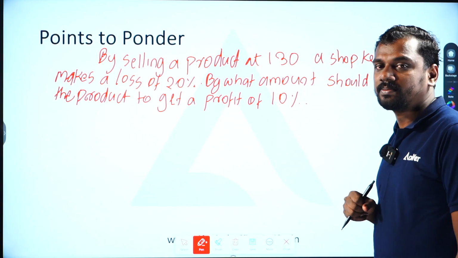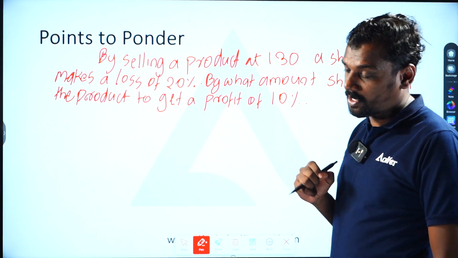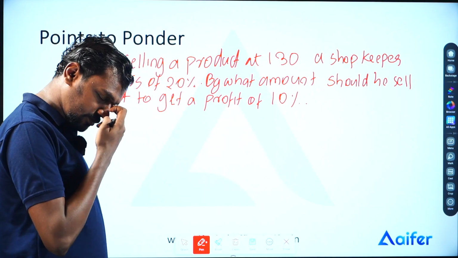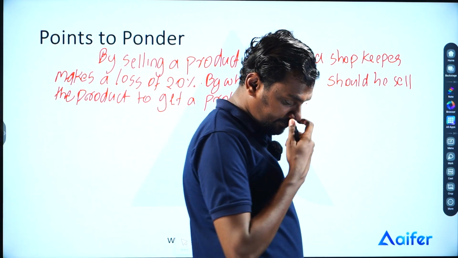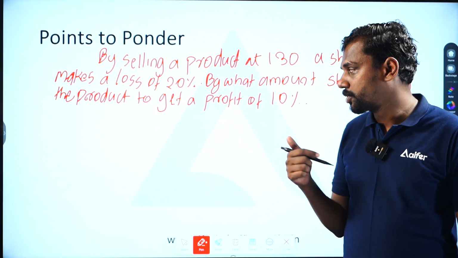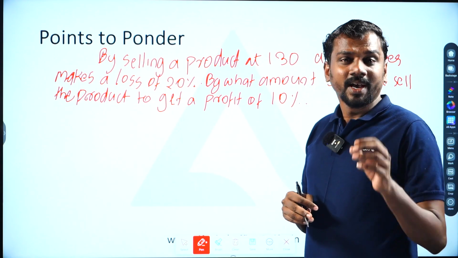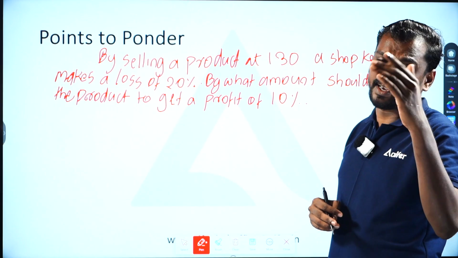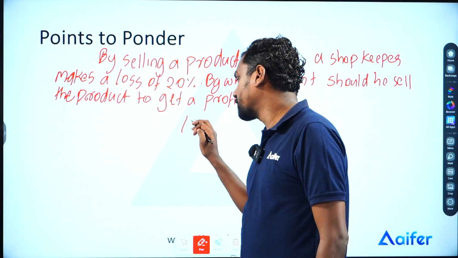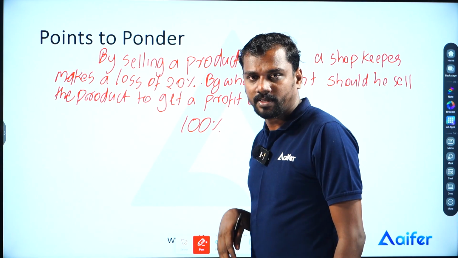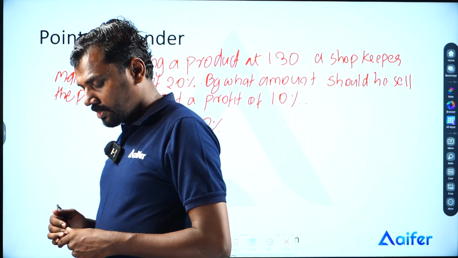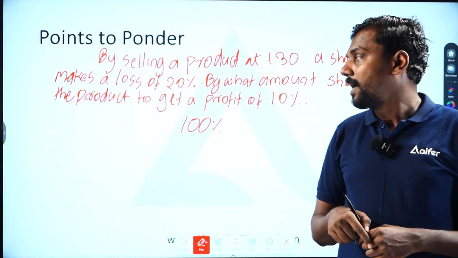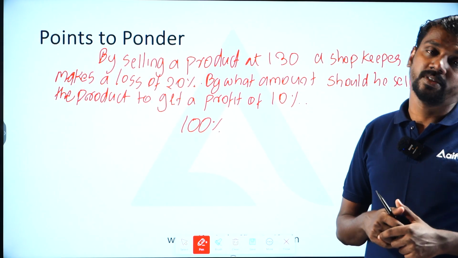Okay, so how will we do this? Here we have to understand the basic concept regarding profit and loss by comparing with 100. For example, if there is a product which was bought at a cost price of X, and the product is sold at the same price as the cost price, it is 100% of the cost price.